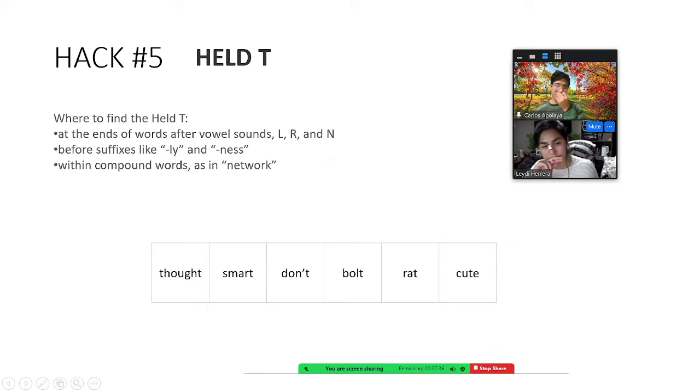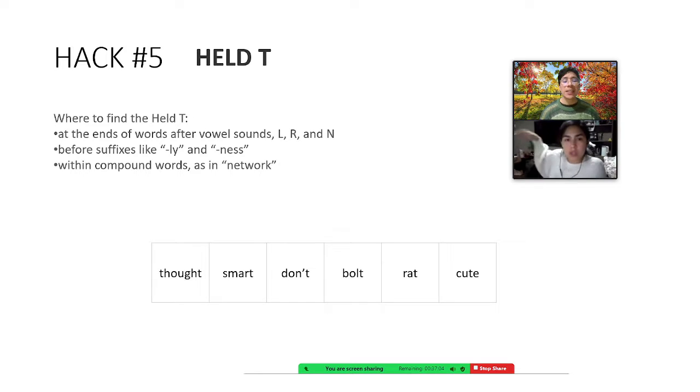The next one, this is not a rule. This is just like more British. This is more British. Okay? So, on the ends of words after vowels L, R, and N, cada vez que tú tengas una T, ¿ok? Y las palabras estén, antes de esa T esté una R, una N o una L, esta T, ¿qué pasa? Se pronuncia. Por ejemplo, yo digo smart, smart, thought. ¿Escuchas cómo sale aire de mi boca? Thought, smart, don't, bold, rat, cute. ¿Quedó claro?